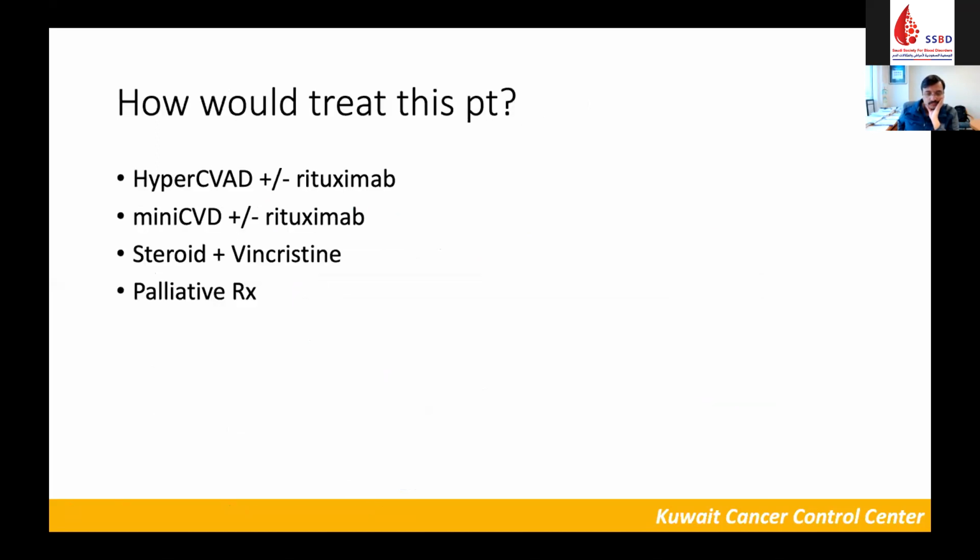So at that time, we take a first question. How would you treat this patient? Would you treat her with intensive therapy with hyper-CVAD plus rituximab, mini-CVD with rituximab, or steroid and vincristine, or would you refer her to palliative care, given the outlook of this disease at the age of 75?